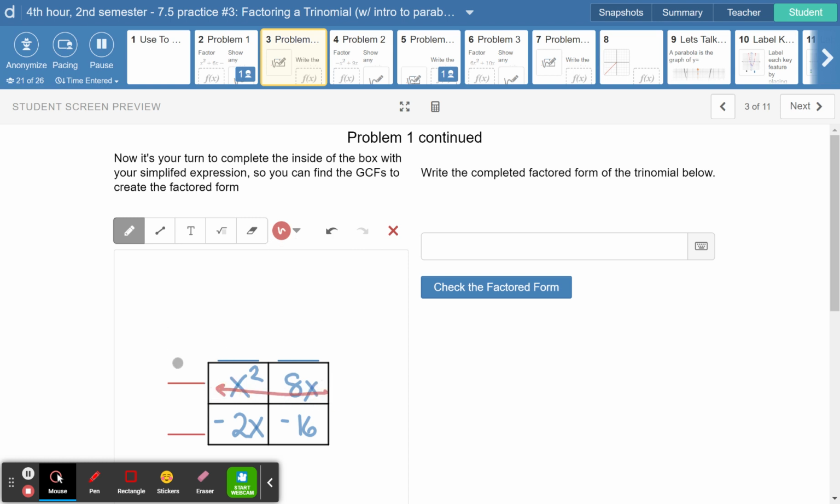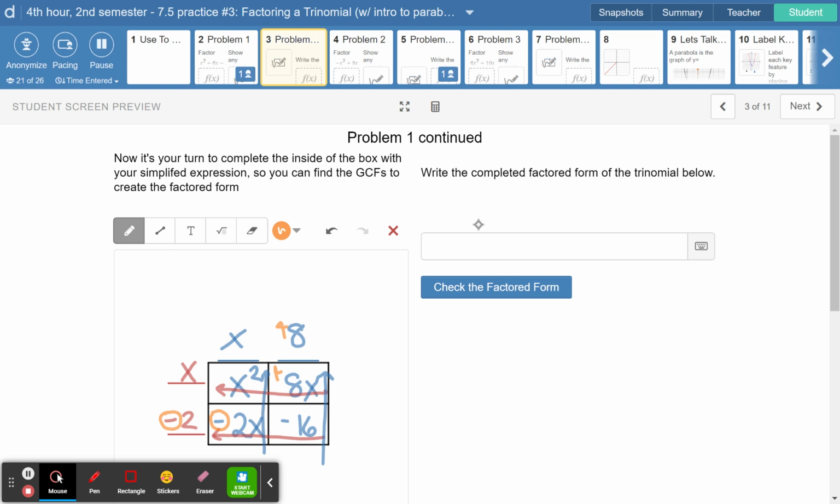GCF of x squared and x, 8x is just x. GCF of negative 2x and negative 16 is a negative 2. GCF of x, negative 2x is x. GCF of 8 and negative 16 is a positive 8. Now notice that this is positive because my first term was positive.